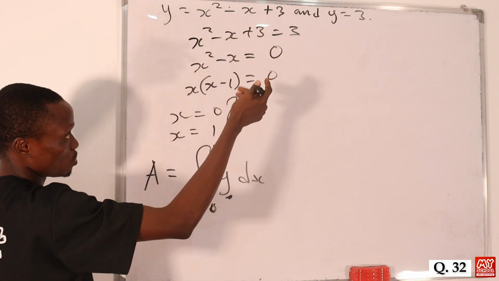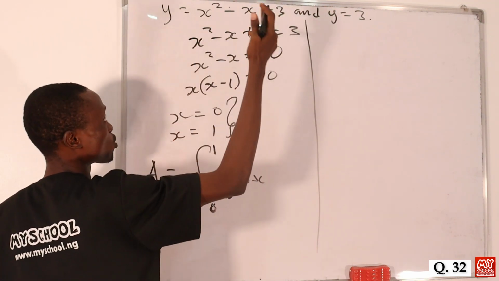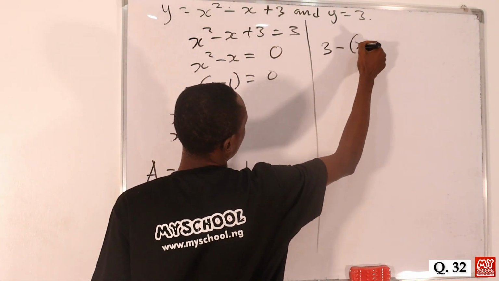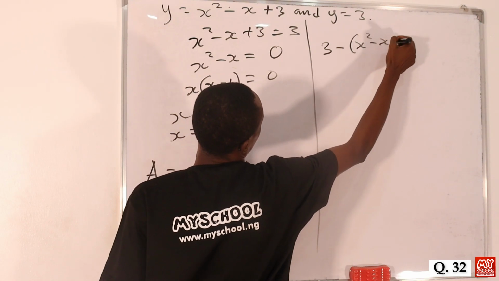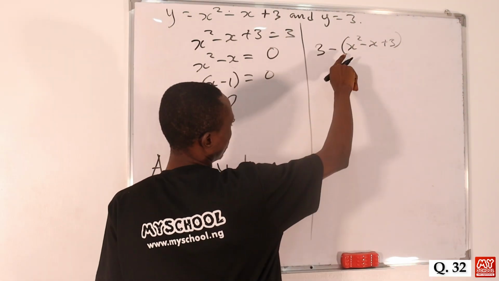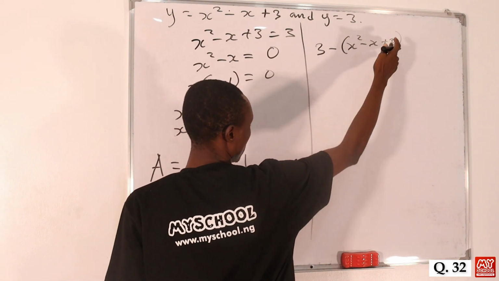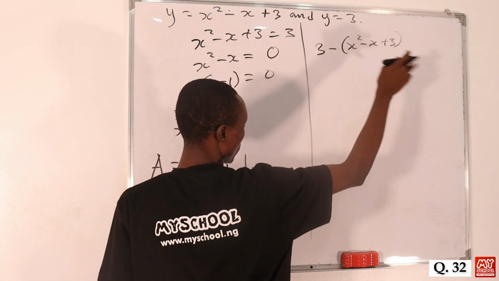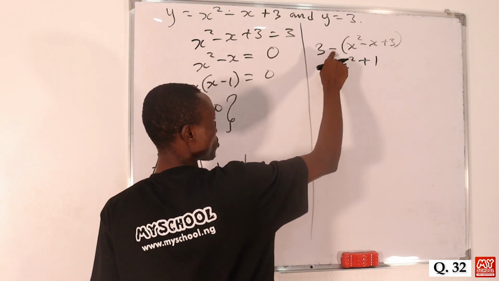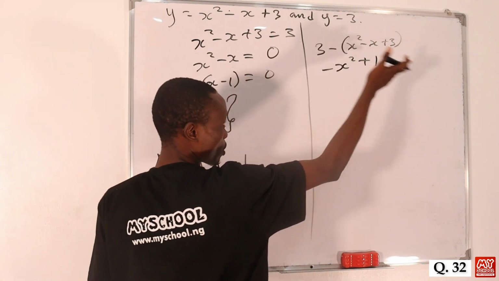So let's find the difference between the two curves. This is the second curve, and this is the first curve. So we subtract the first curve from the second curve. So that will be 3 minus, then in brackets, x squared minus x plus 3. If we open this bracket, 3 will be subtracted from 3, so that there we already have 0. So we'll be having minus x squared plus x. Or you can decide to just use this minus 1 here to open up the bracket so that you can see what I did.